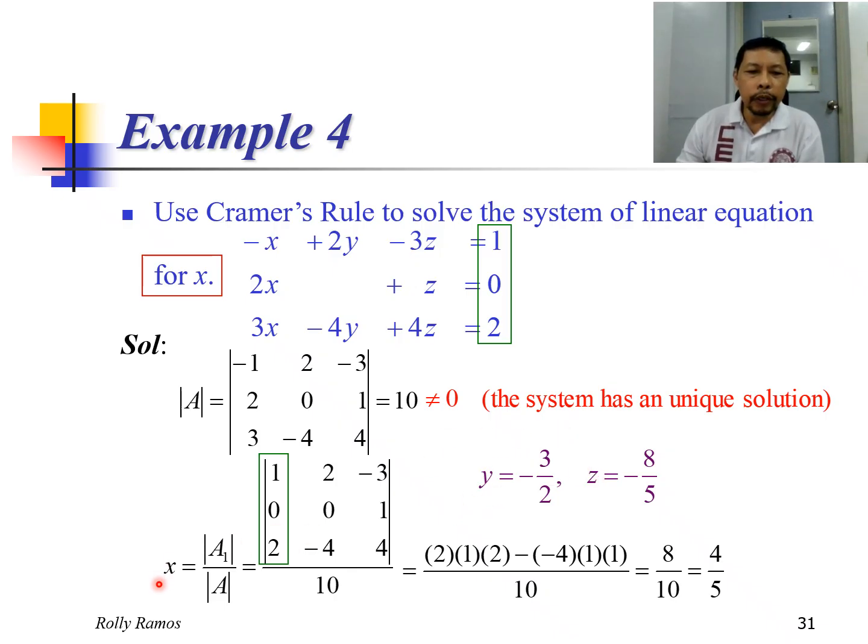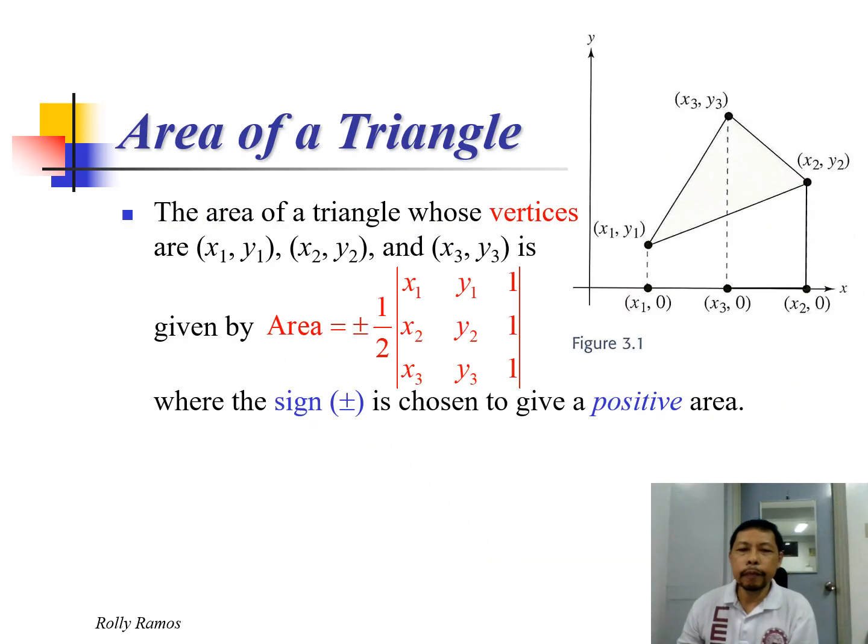So y would be equal to the determinant of A2 over the determinant of A. A2 is obtained from A by replacing column 2 with these constants. And for the variable z, A3 would be equal to the original matrix but with the last column replaced by these constants. So that is Cramer's rule.